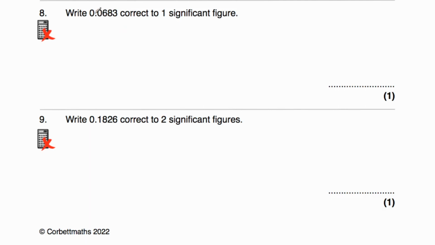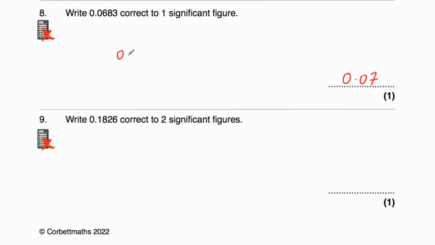So here we've got 0.0683, so we ignore these 0.0 at the front, so this digit here is the first significant figure. So in this case, whenever we're rounding this number to one significant figure, our choices will either be 0.06 or 0.07. Now 0.0683 is closer to 0.07 than it is to 0.06, so in this case our answer would be 0.07. So that's how I would do that question.